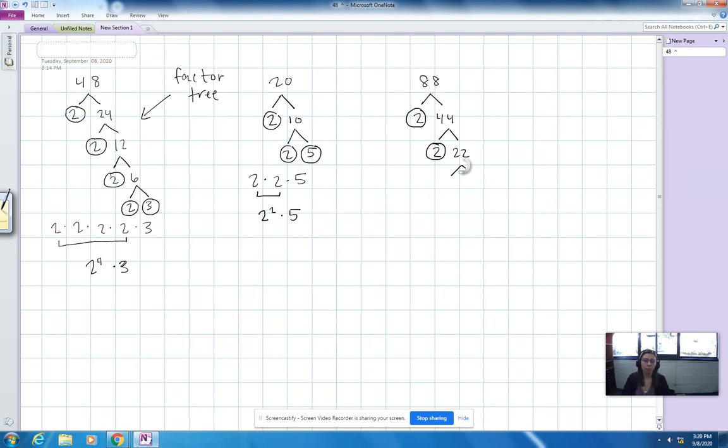22 is not prime, so I ask myself what multiplies together to give me 22? Well, I know 2 times 11 gives me 22. 2 is prime, so we circle it and end that branch. And 11 is also prime. Nothing goes into 11 besides 1 and itself. Now that I have all my prime factors, I have to write them multiplied together. I've got 2 times 2 times 2 times 11. And if we want to make it a little neater, we can write this using an exponent. We have 3 2's multiplied together, so that is 2 to the third power, or 2 cubed, times 11.